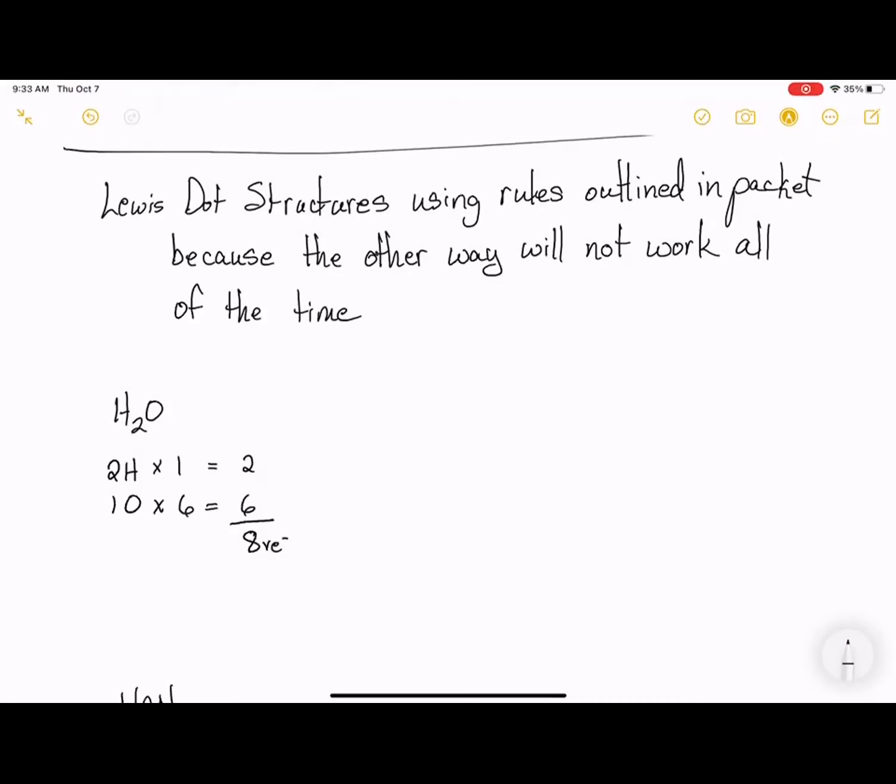However, if the first element listed is hydrogen, then you move to the second element because hydrogen must always be a terminal atom. So since the first element was hydrogen, we are moving to the second element, which is oxygen, and we are going to place our hydrogens around that oxygen.